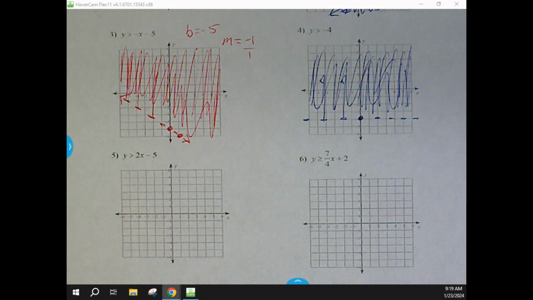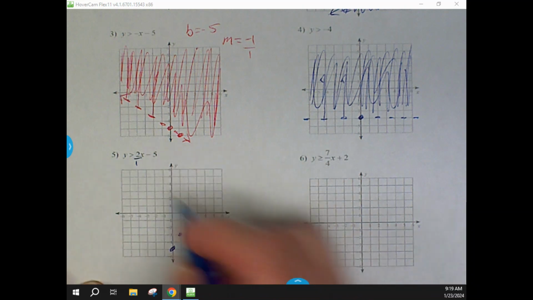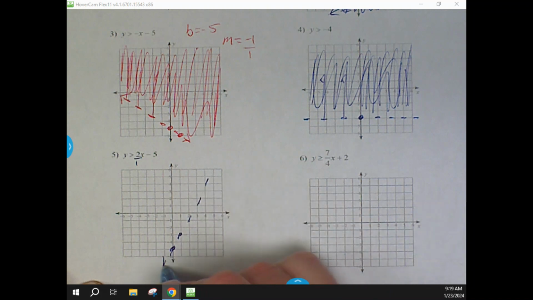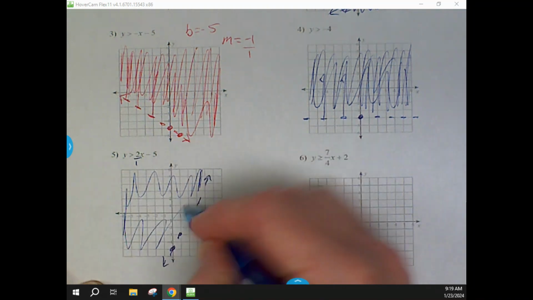Okay, so real quick with number 5. Start at -5. Slope is 2 over 1, so go up 2 over 1. Should be a dash line. Again y greater, so that's going to basically be everything over here to the left side.